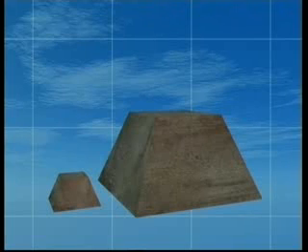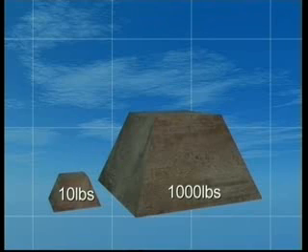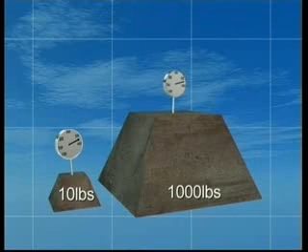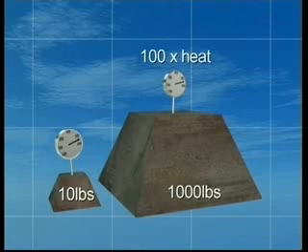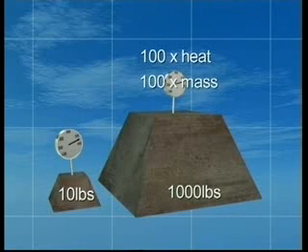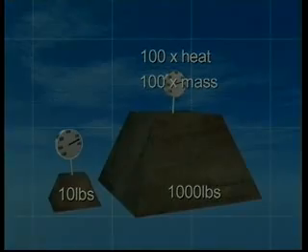Let's look at two blocks of iron, one weighing 10 pounds and the other 1,000 pounds. Both are at the same temperature. The larger block, however, has 100 times the heat of the smaller because it has 100 times the mass.